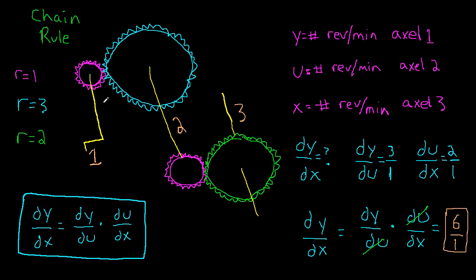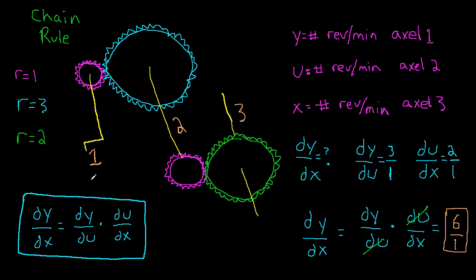If axle number 1 and axle number 2 have a 3-to-1 ratio, in other words, this guy would have to turn 3 times in order to turn axle 2 1 time. Similarly, between axle number 2 and axle number 3, when this guy turns twice, this guy only turns 1 time, so there's a 2-to-1 ratio. If we multiplied these two ratios together, we get our 6-to-1 ratio. And this relationship was born. This relationship right here is the chain rule.